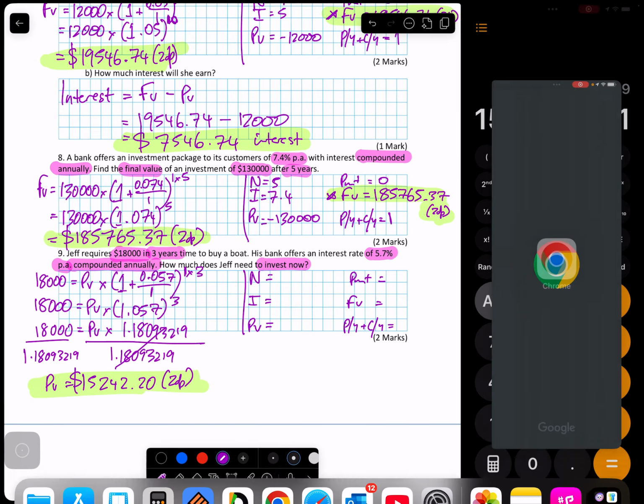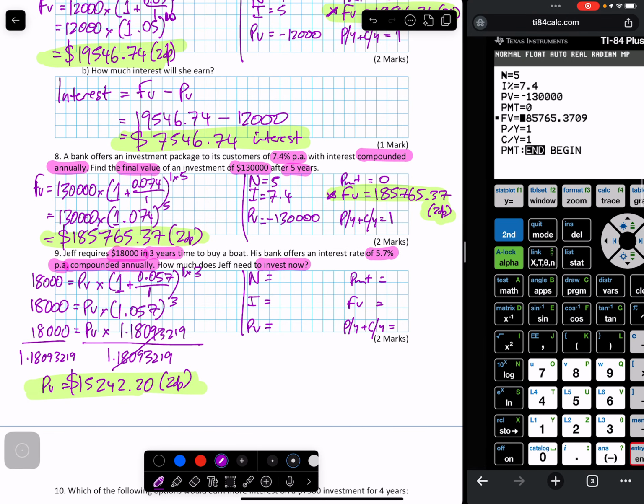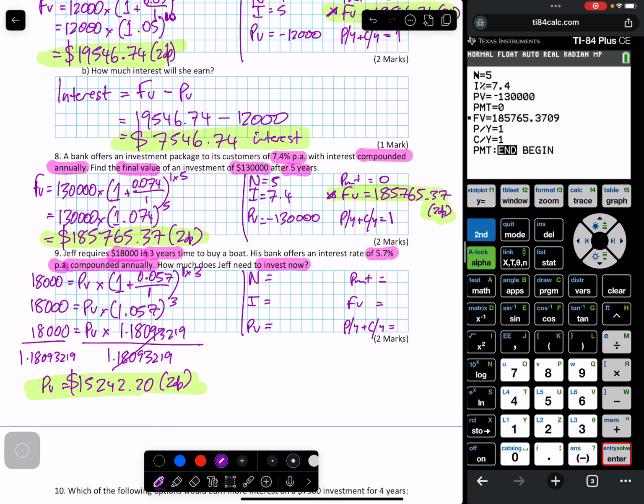Open Chrome again. Move the calculator. Okay. PY and CY is annually, so both are 1. He wants to have 18,000 at the end, so FV is 18,000. The interest rate is 5.7%. He's doing it 3 years' time, compounding annually, so 1 times by 3 for N. So solve for PV. Alpha, enter.